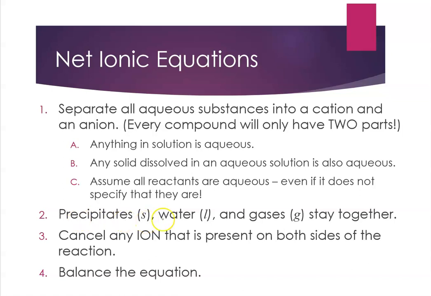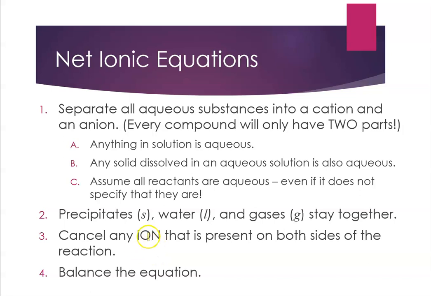Precipitates that are labeled with an S, water, which will be labeled with an L, and gases, which are labeled with a G, will stay together, so we do not separate those. Precipitates are solids, which is why it's an S, water is a pure liquid, which is why it's an L, and gases are gases, that's why it's a G. Aqueous is not a pure liquid, it means that something's dissolved in water, so that's why it doesn't get an L symbol.